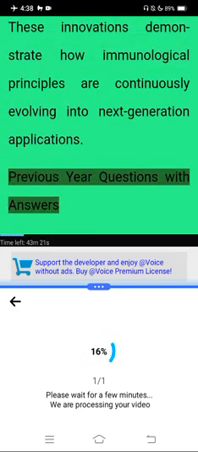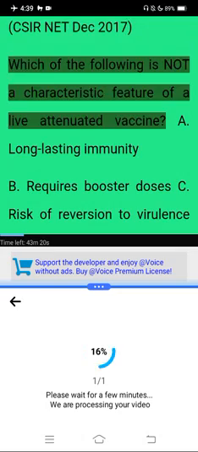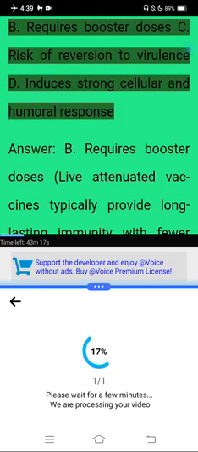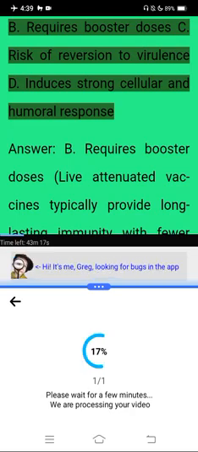Previous year questions with answers. CSIR NET Dec 2017. Which of the following is not a characteristic feature of a live attenuated vaccine? A, long-lasting immunity. B, requires booster doses. C, risk of reversion to virulence. D, induces strong cellular and humoral response.